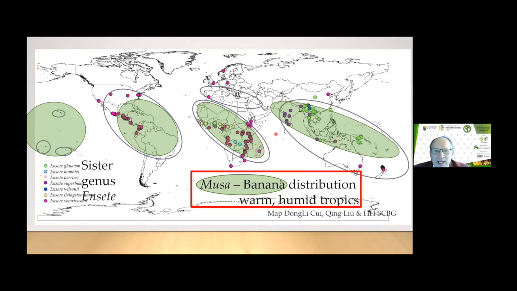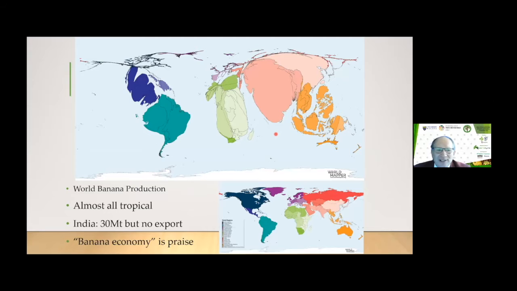The production is, of course, in the tropics, and I like this distorted map here showing India as by far the biggest producer in the world, but of course little known outside India since there's minimal export of banana from there. South America, the major export into Europe, particularly in the US, and then of course a very significant production in Malaysia, Southeast Asia, where there's both export and local production.